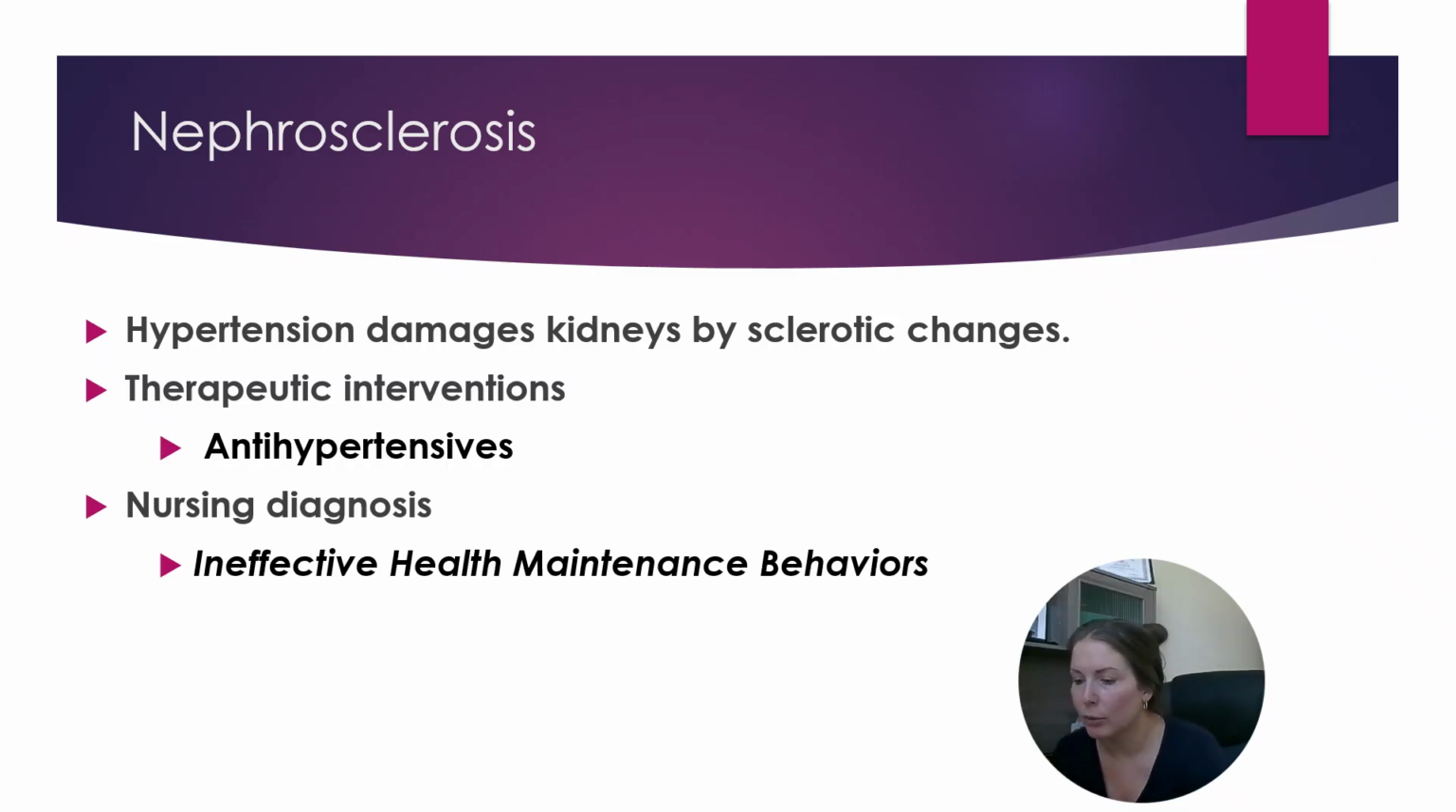Okay, so therapeutic interventions, we are going to have antihypertensives. We use a lot of ACE inhibitors. If they can't tolerate those, they'll move to the ARBs because they're more kidney protective, okay? And then using the diuretics, beta blockers, and calcium channel blockers as needed. So our goal here is strict blood pressure control to prevent the progression to chronic kidney disease.